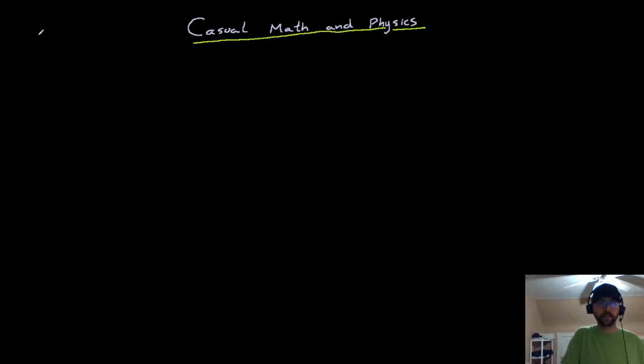So we're going to use force equals K times, I'll just write it as absolute value of Q1 times absolute value of Q2 over top of R squared. Okay, so this is the basic formula.